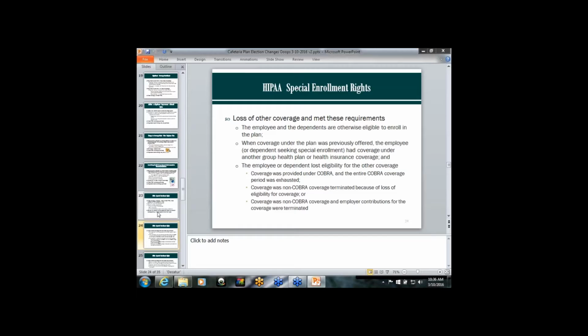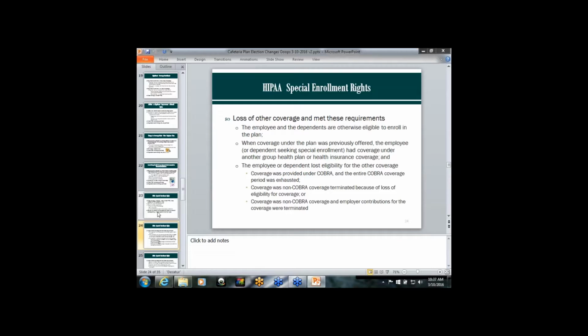So let's talk about this loss of other coverage under special enrollment rights. This becomes applicable when an employee has waived the group health plan coverage at the time that they become eligible, and they waive it because they either have other group health plan coverage or other health insurance. And then, for whatever reason, they lose that health insurance or health coverage, and they want to come on your plan. So that's a special enrollment right, and that is a reason to come on.